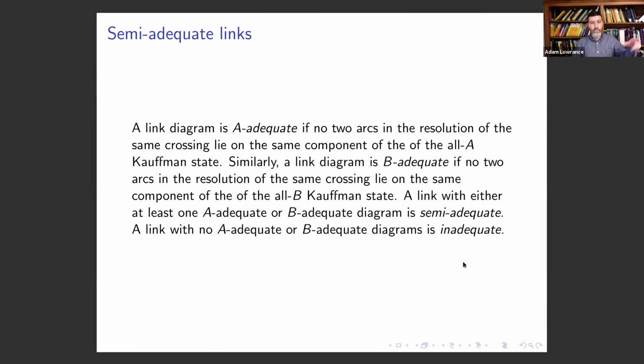You're A adequate if, when you take the all-A state, the little arcs that come from the resolution, no 2 of those lie in the same component. B adequate the same way. I'll call a link semi-adequate if it has an A adequate or a B adequate diagram.